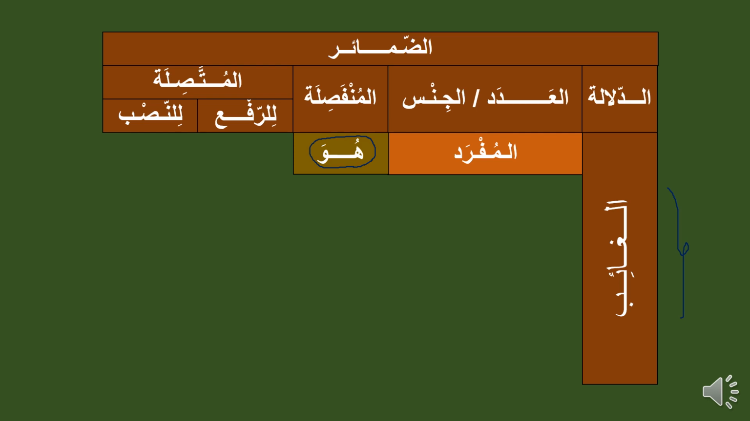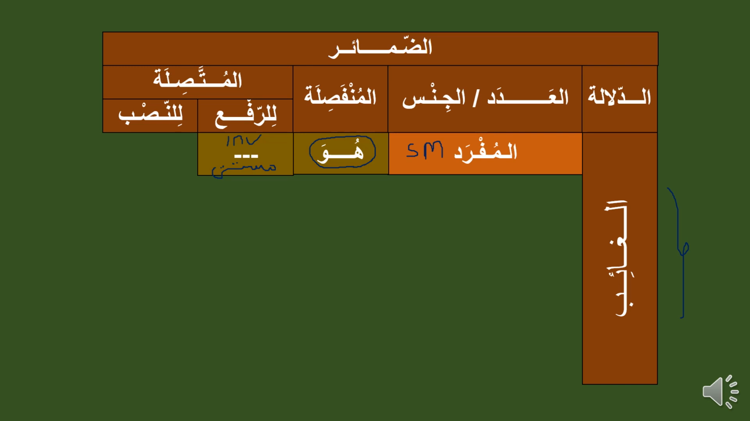Huwa means "he". So this is the munfasil. But the muttasil in terms of the pronoun has no visible pronoun. It has a pronoun, but the pronoun is invisible. That is the damir mustatir. So it's invisible. You cannot see it.